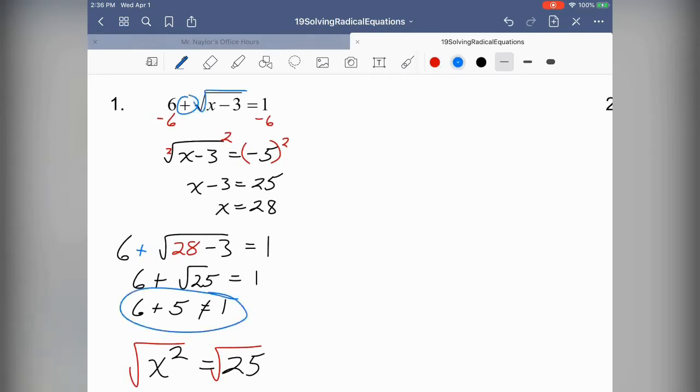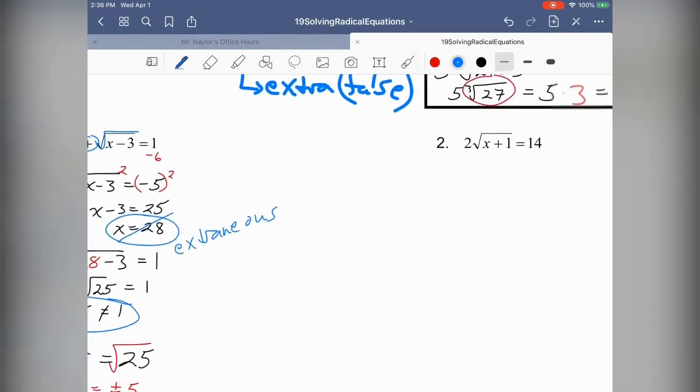And the bottom line here is that 6 plus 5 does not equal 1. And what that means is that 28 is actually not a solution. Often we will cross it off. We can also write the word extraneous beside it. The bottom line is that 28 is not a solution to this problem.